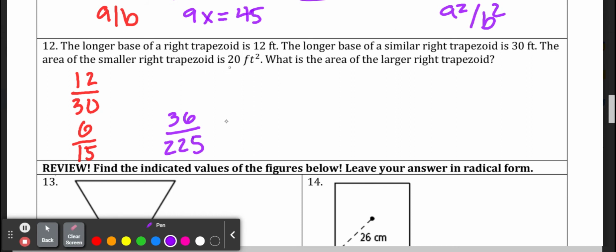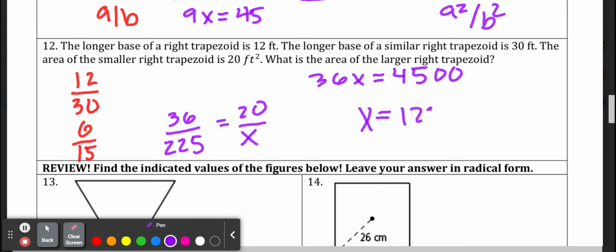The area of the smaller is 20, so we can set 20 on top and x down here. So we get 36x equals 20 times 225. That's a big number. 4,500 divided by 36, and we get x equals 125. Coolio.